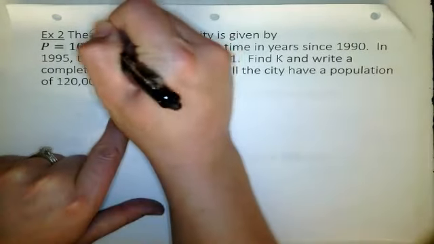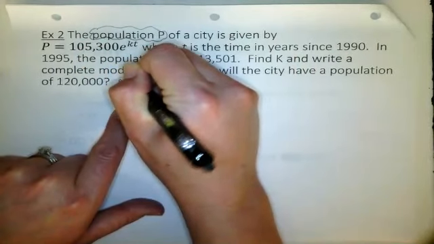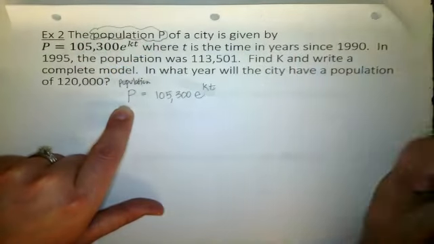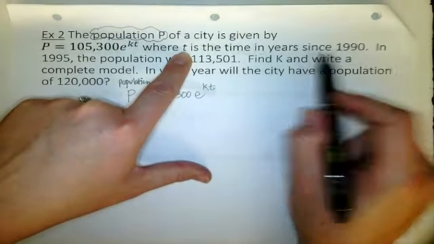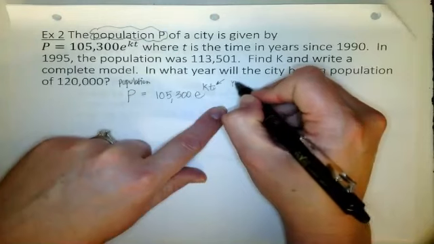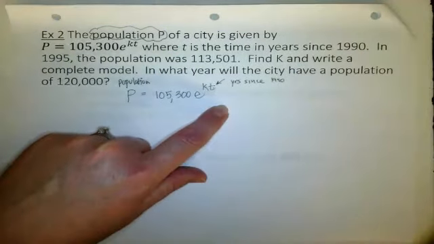P is standing for population. Always good to know, first and foremost, what your letters stand for. And then T is time in years since 1990. So T is years since 1990, and that's really, really important to know.